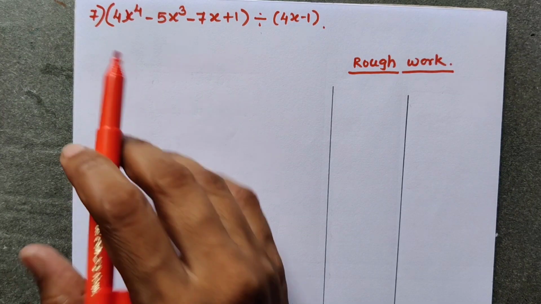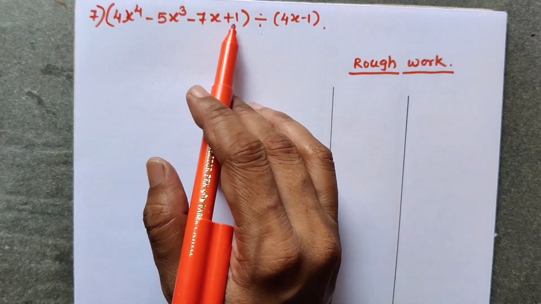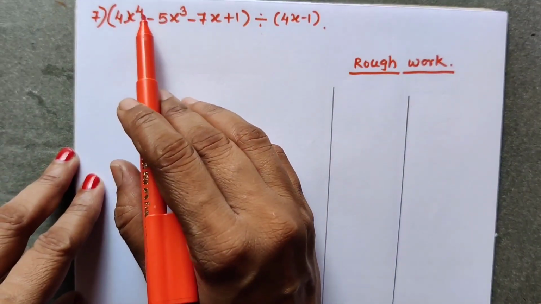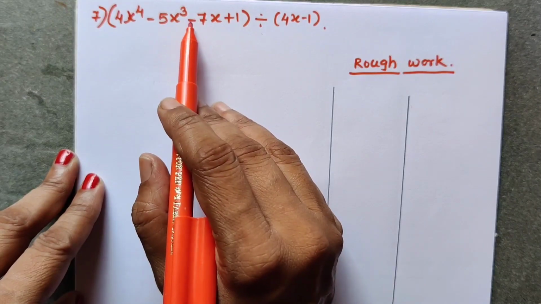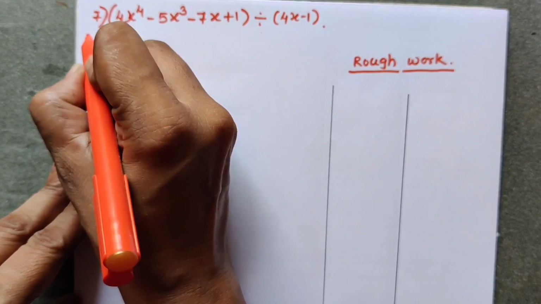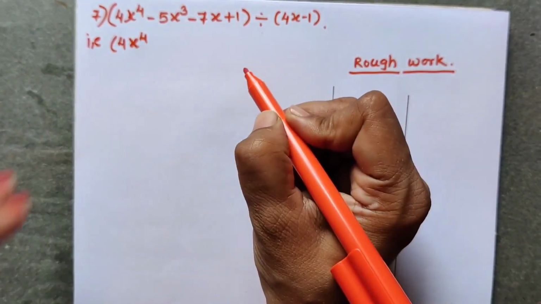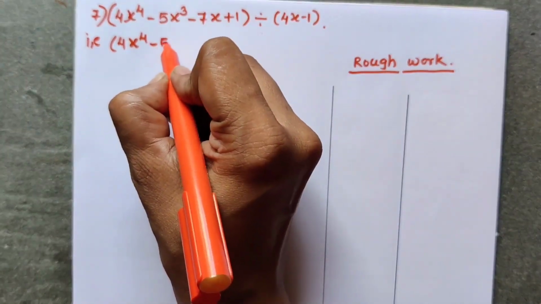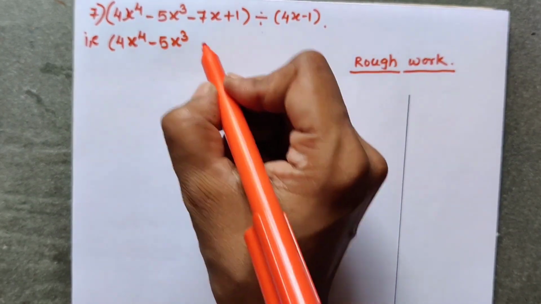Last sum. 4x raised to 4, minus 5x cube, minus 7x plus 1, divided by 4x minus 1. As we all can see, the indices are in decreasing order, 4, 3, but the x raised to 2 term is not there. So what we will do, we will write that term. 4x raised to 4 minus 5x cube, but the x raised to 2 term is missing. After cube there should be the 2 term.